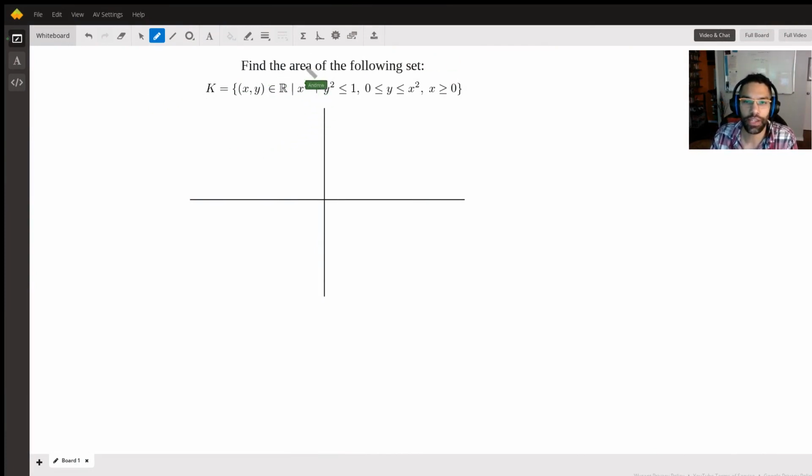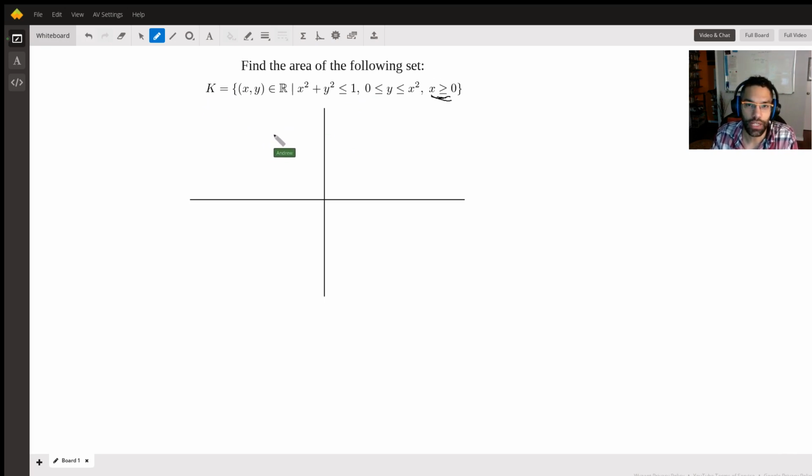So we're asked to find the area of the following set, where K equals this set right here: all (x, y) in the real numbers such that x squared plus y squared is less than or equal to 1, 0 is less than or equal to y, which is less than or equal to x squared, and x is greater than 0. I mean, this is a little bit redundant because you kind of have that. Well, no, you don't actually, because this can be negative, so it's not redundant. Never mind. Anyway, the best way to think about this is to first determine what area this is talking about.